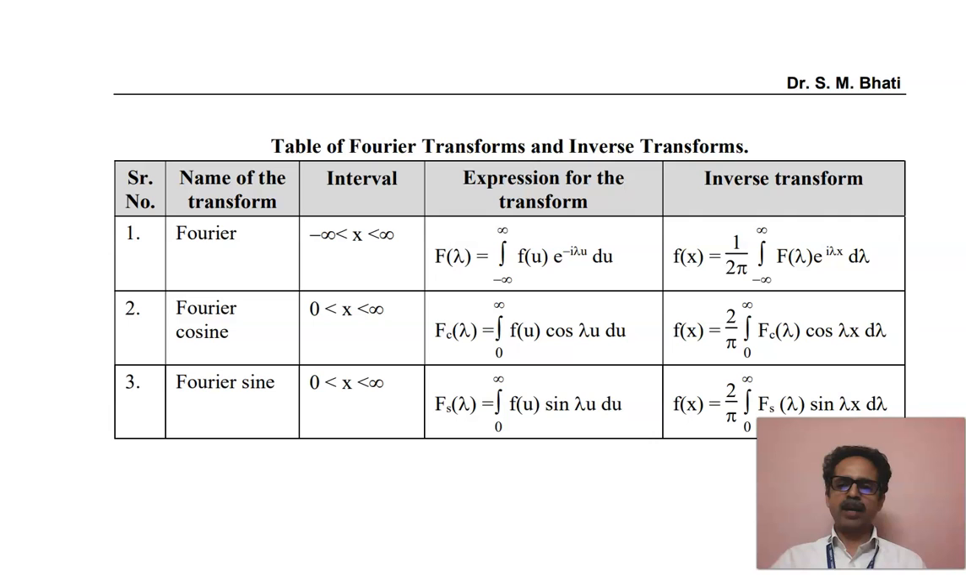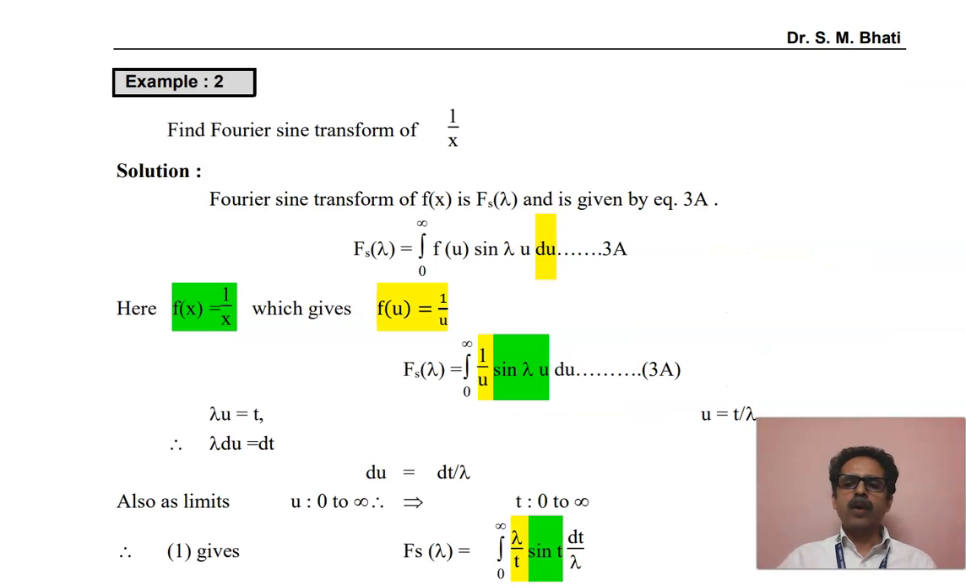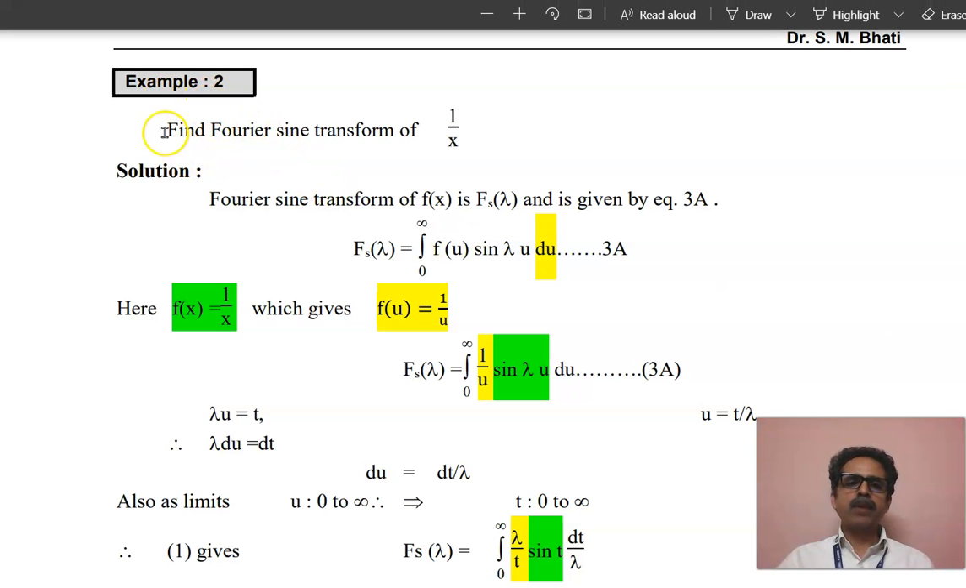Let's see this in an actual example. Already we have solved one example in our last video. Let's now take a second example: find the Fourier sine transform of 1 upon x.